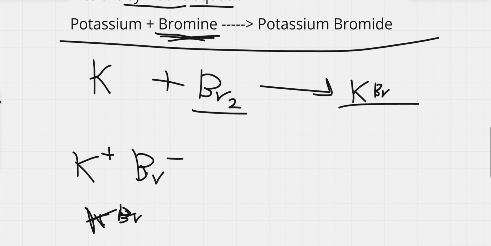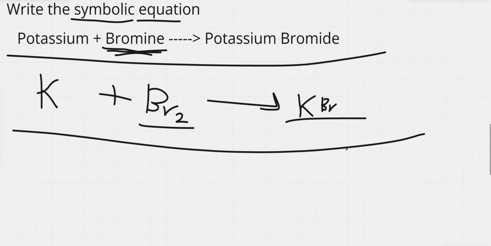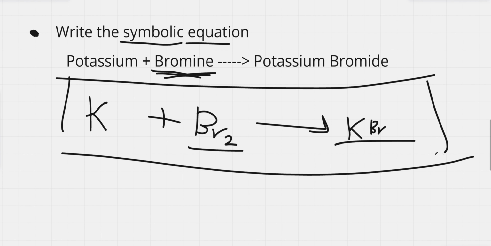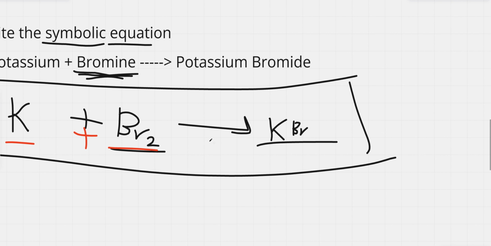Okay, so our answer is this: K plus Br2 turns into KBr. That's it.